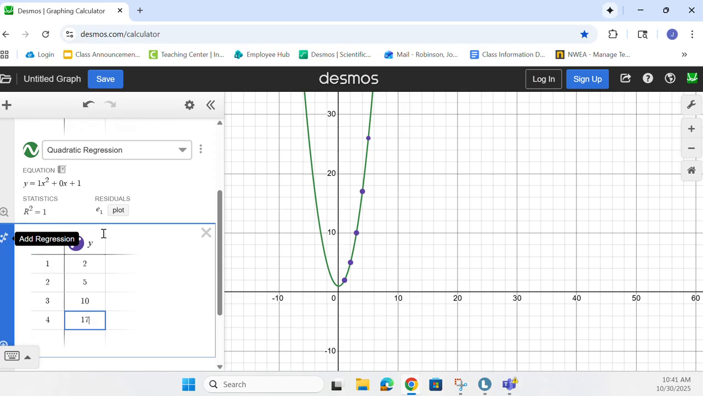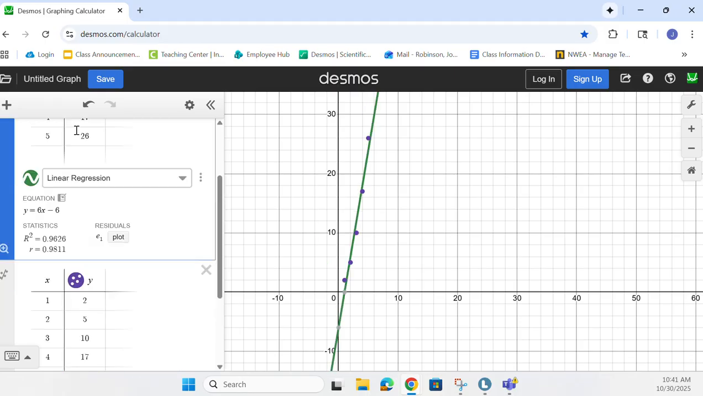Now note that this is not linear because they're not points on the line. This is a quadratic.